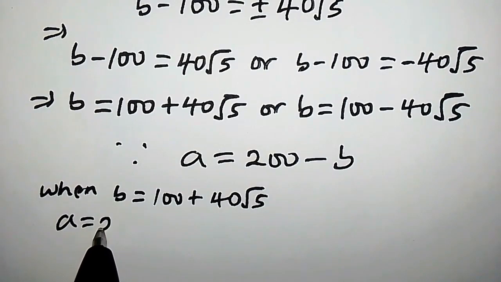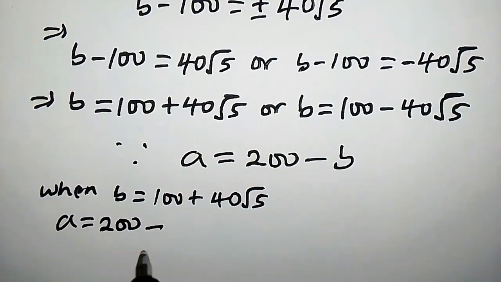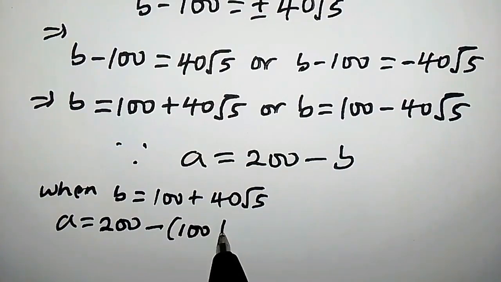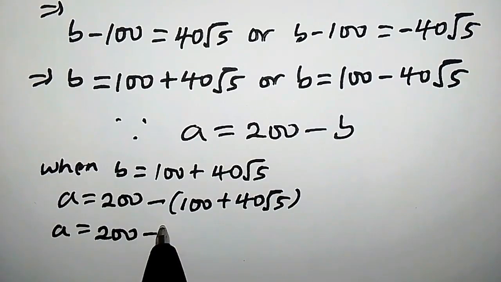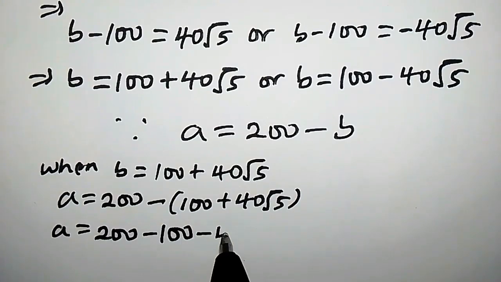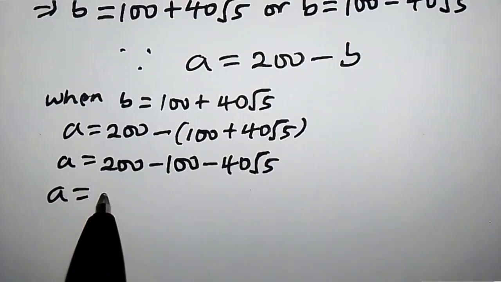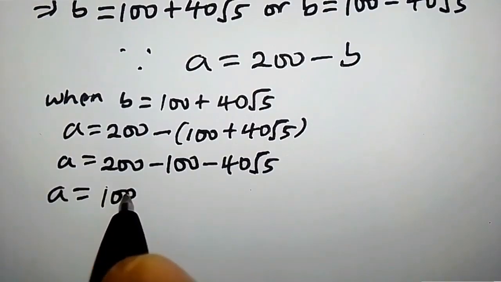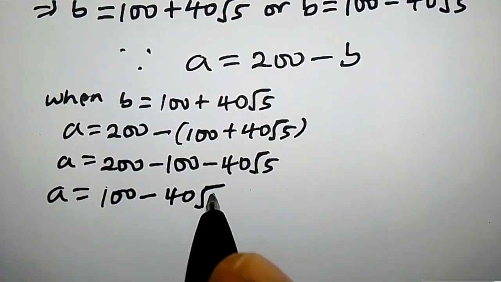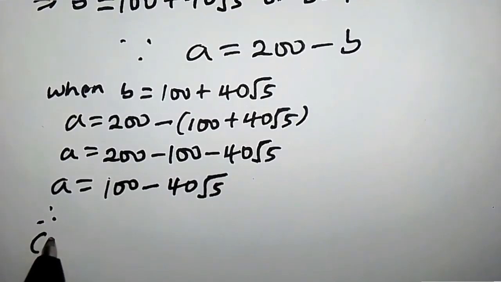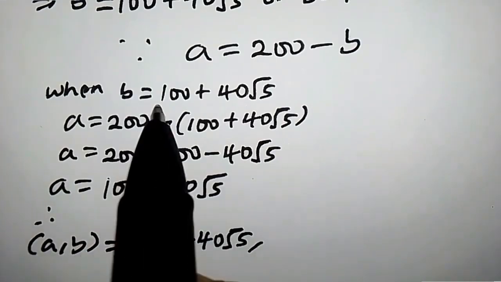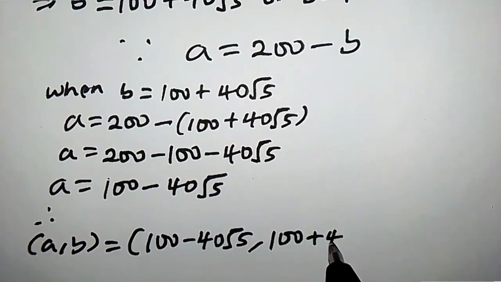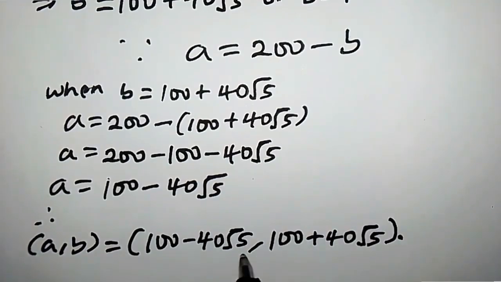So we have A equal to 200 minus, in place of B, we write 100 plus 40 root 5. A is equal to 200 minus times 100, that is minus 100. Minus times plus, we have minus 40 root 5. A is equal to 200 minus 100, that is 100 minus 40 root 5. Therefore, the first solution is A comma B equal to, the value of A is 100 minus 40 root 5, comma, and the value of B happens to be 100 plus 40 root 5. This is the first solution.